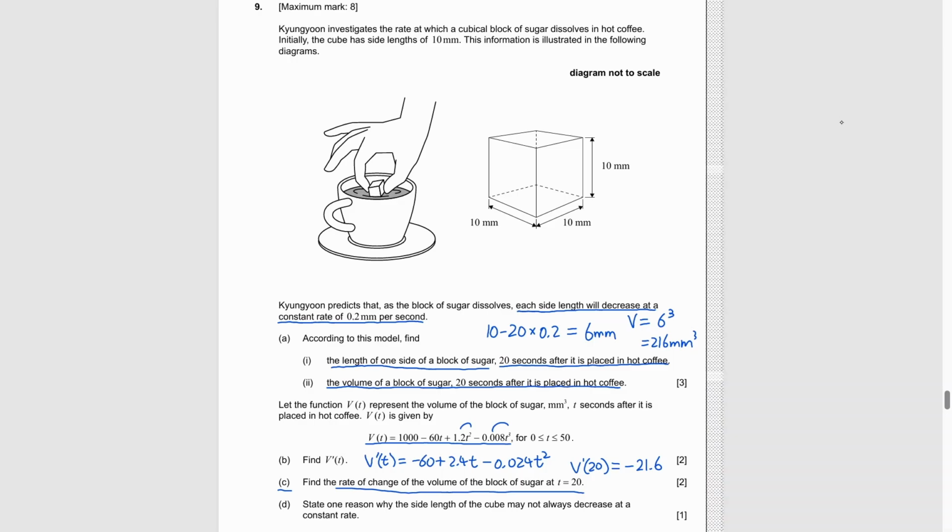For part D, we think about why the side length may not always decrease at a constant rate. In reality, the decreasing rate should be proportional to the surface area of the cube. But since the surface area keeps decreasing, the rate of decrease of the side length would also change.